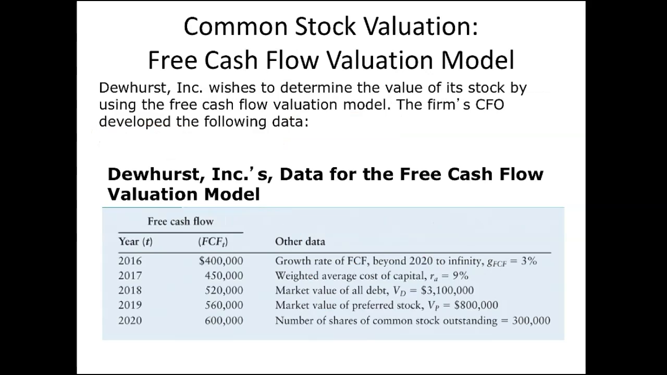So let's take a look. This example is in your textbook. Dewhurst Company wishes to determine the value of its stock by using the free cash flow valuation method. So we've got the following data. For several years we have some free cash flows, and then we believe that after year 2020 we're going to have a long-term constant growth rate in free cash flows of 3%. We have a weighted average cost of capital of 9%. The market value of our company's debt is $3.1 million. The market value of the company's preferred stock is $800,000, and we have 300,000 shares outstanding.